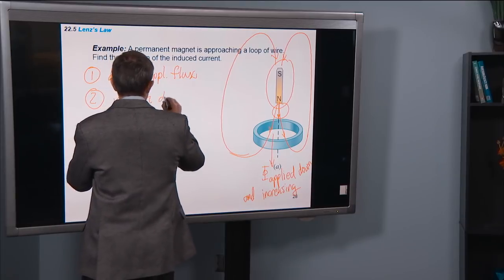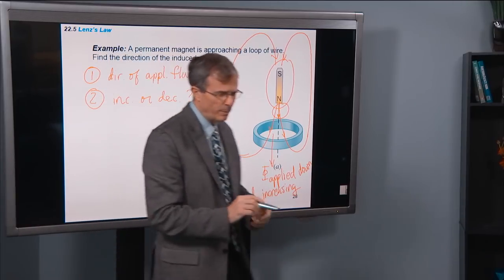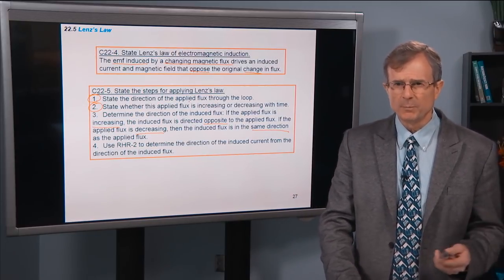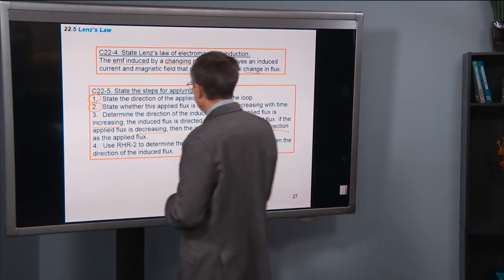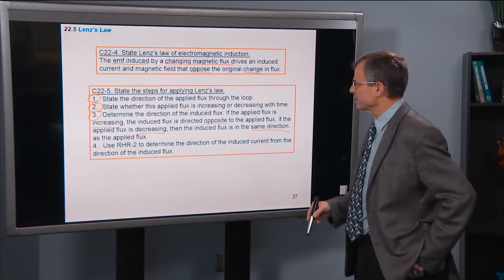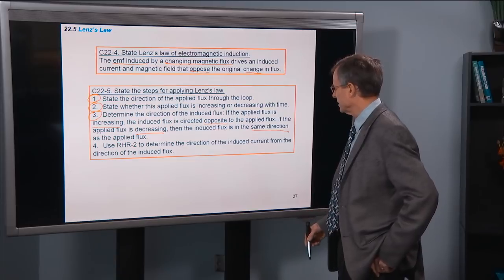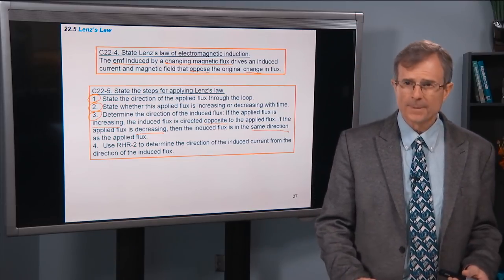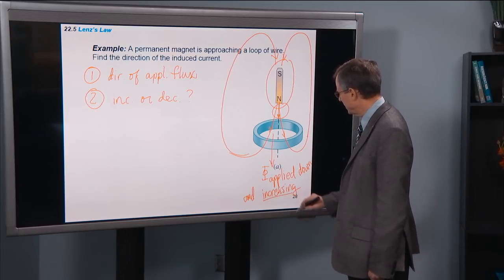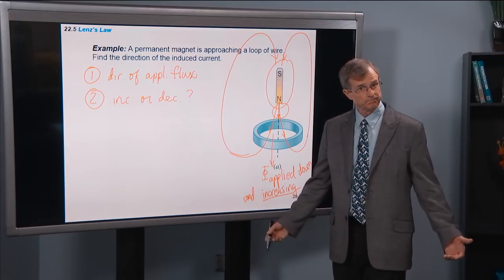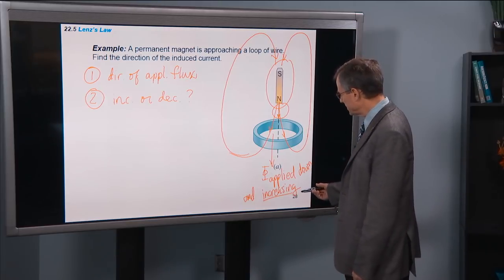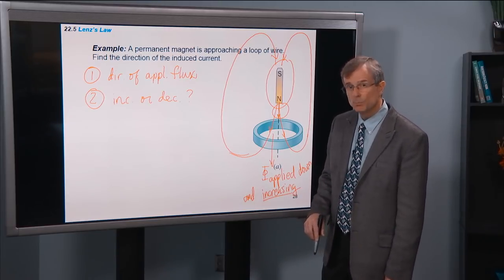That's step one and two, increasing or decreasing. So let me just go back to the previous slide. Is it increasing or decreasing with time? We've done both of those. Now, we're going to try and determine the direction of the induced flux. If the applied flux is increasing, the induced flux is directed opposite to the applied flux. Well, this applied flux is increasing, so that phrase that I just read applies. If it's increasing, then the induced flux must be opposite.